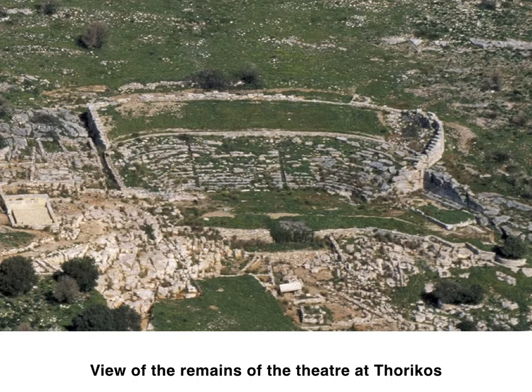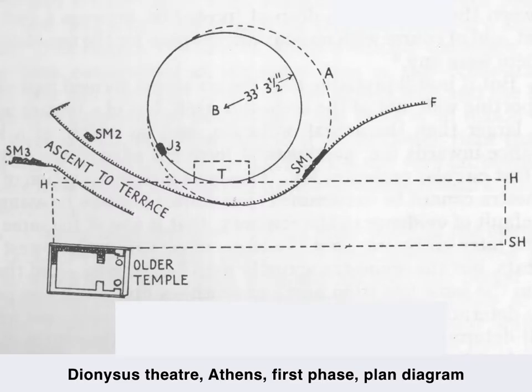The third and fourth components of the theatre come from practical considerations based on the need for all members of the assembled group to see and to hear what is taking place on the stage. The theatre at Thorikos had a rectangular stage, but more often the Greek stage was circular. This is a plan diagram showing the first phase of the formation of the theatre of Dionysius in Athens. Notice there are two clear components, a shrine, or porched room, and a circular stage.